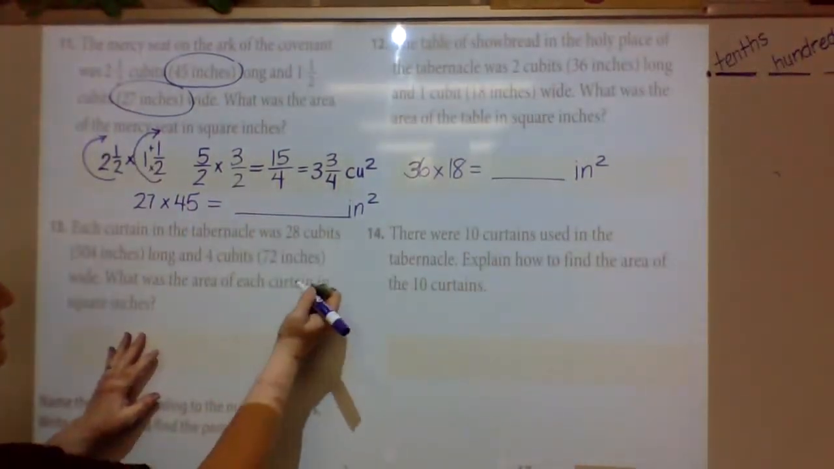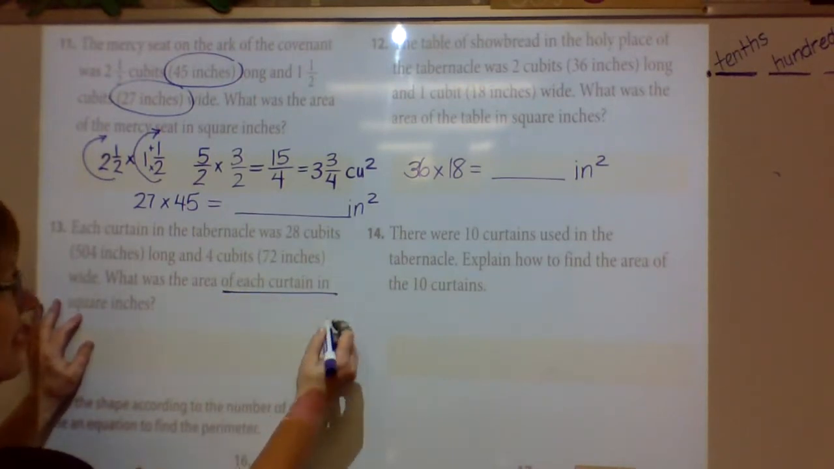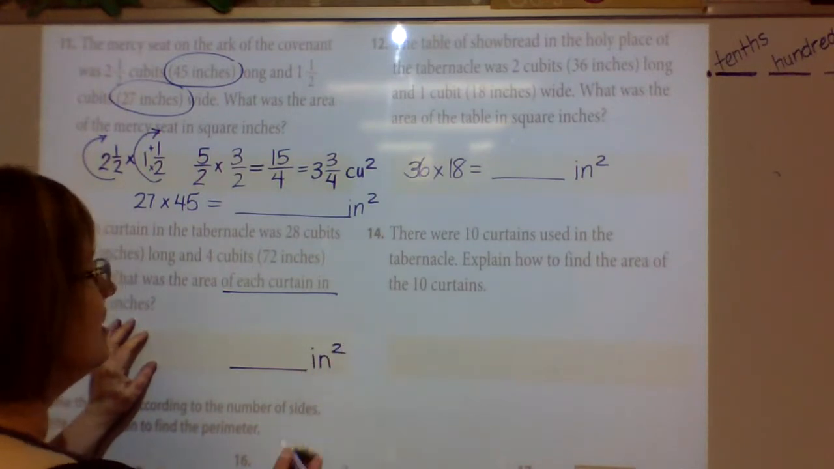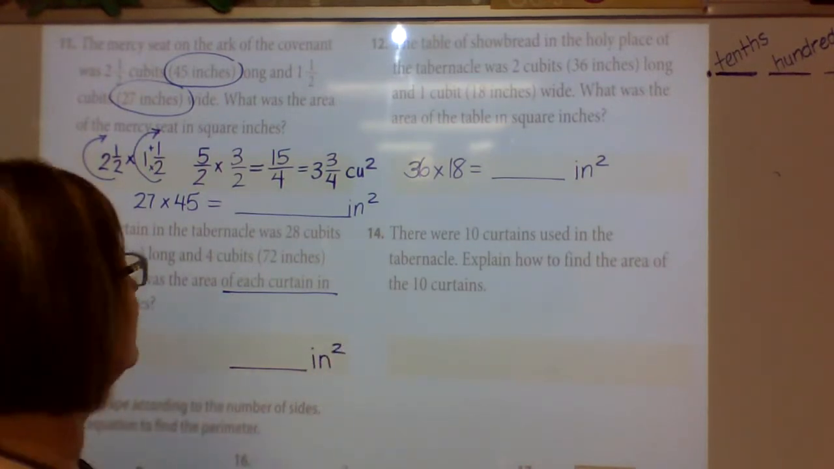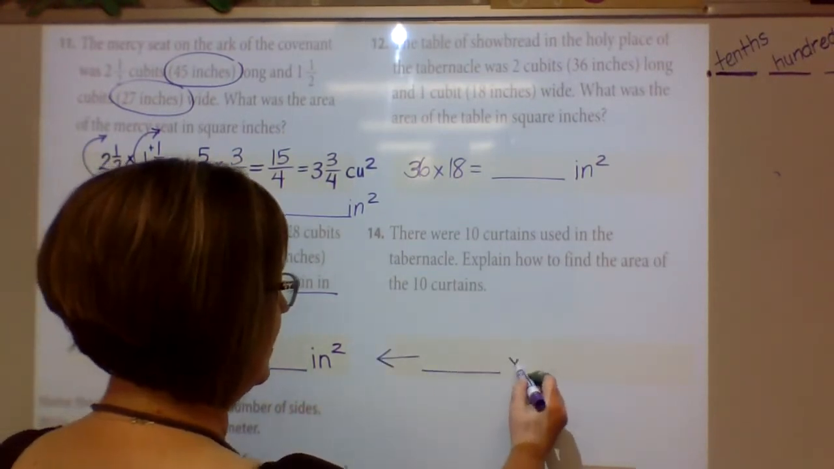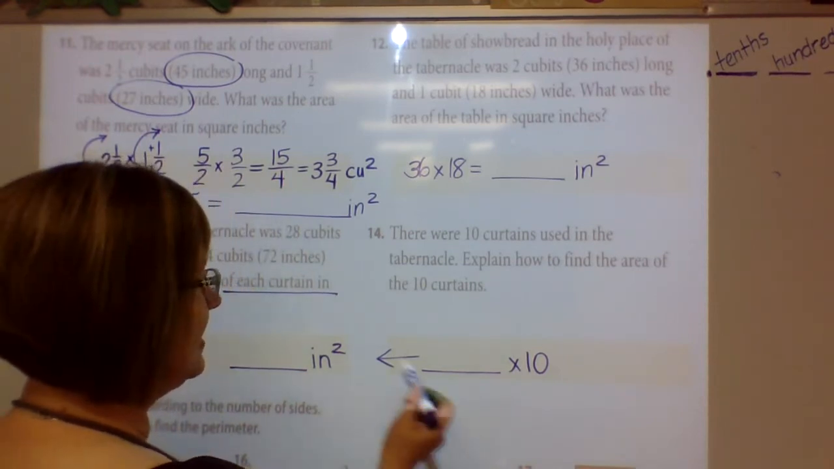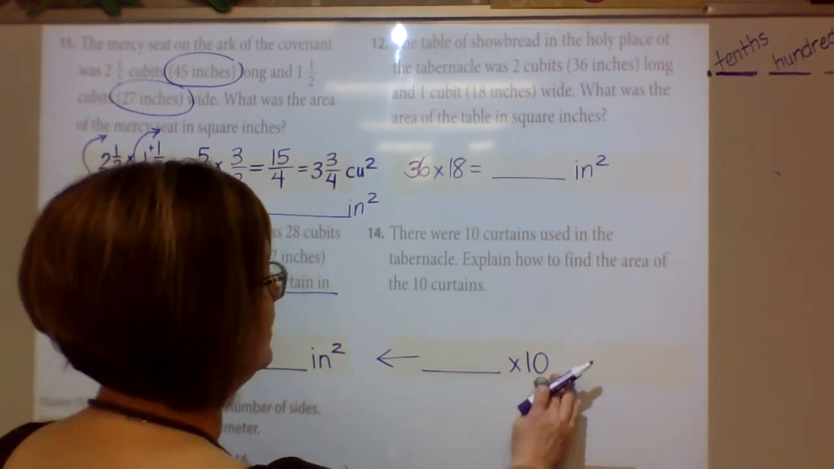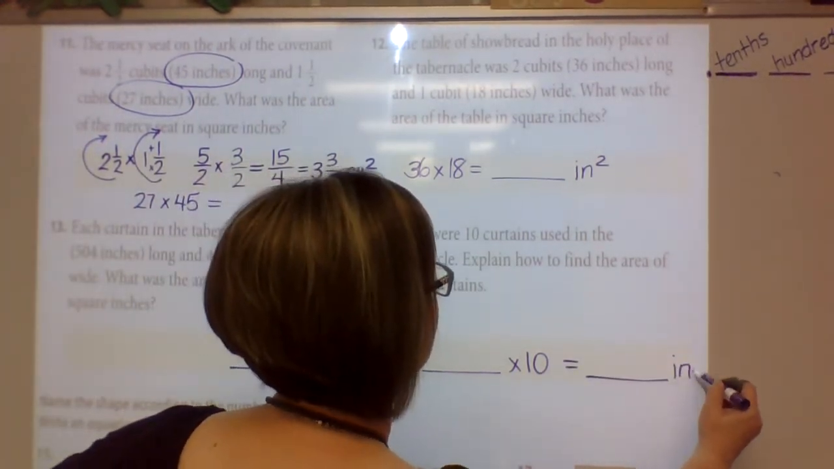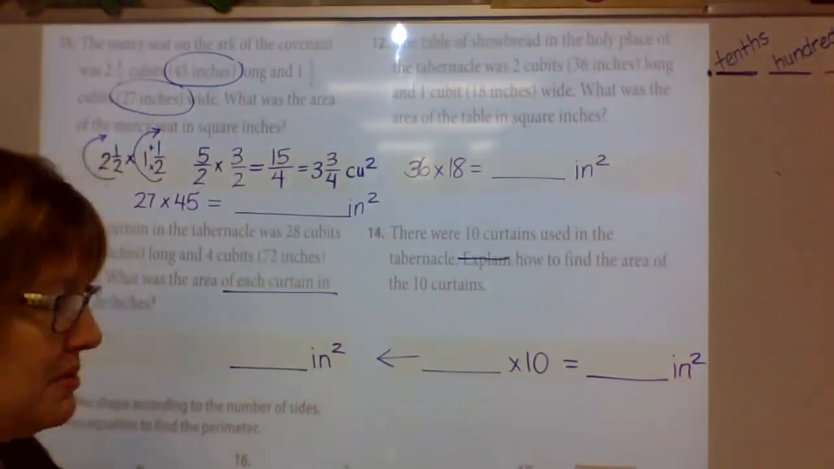Okay, this one goes with this one. So once you get the area of each curtain, which is in square inches, you're going to take that answer times 10, because you need the area of the 10. That answer times 10 gives you how many square inches you need for all 10. And don't worry about explaining, just do the problem.